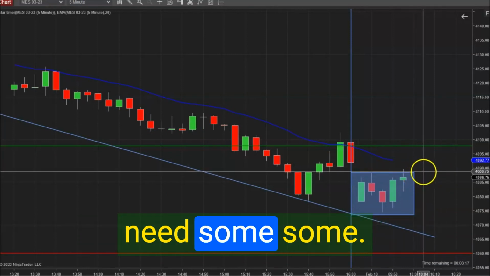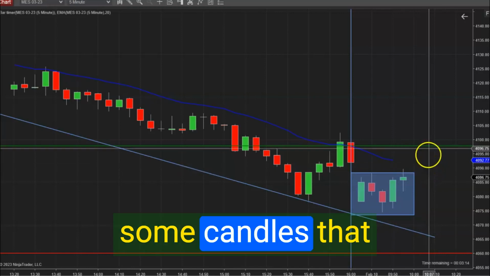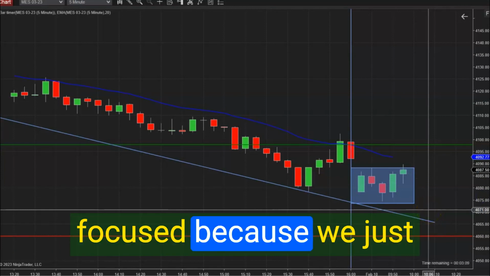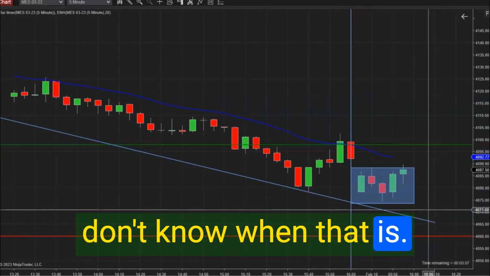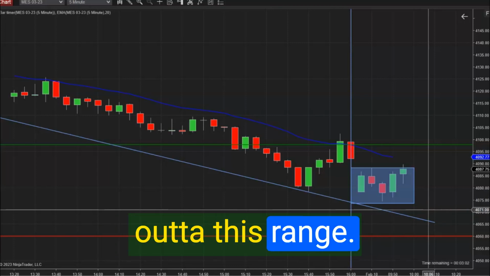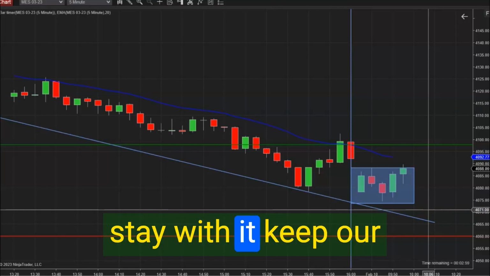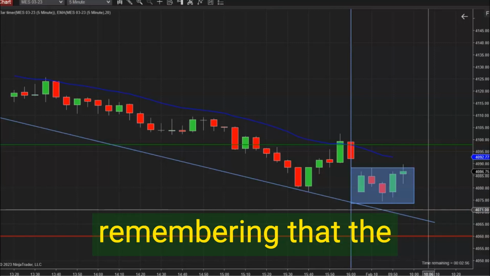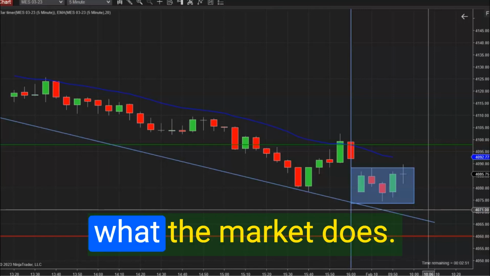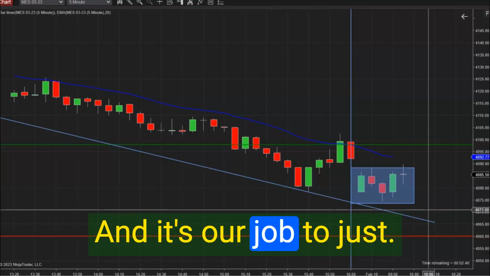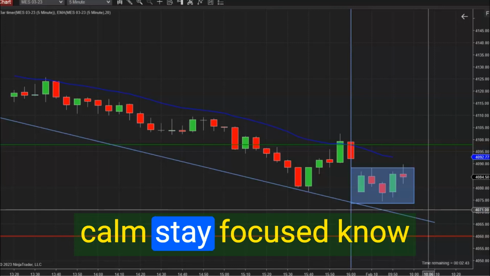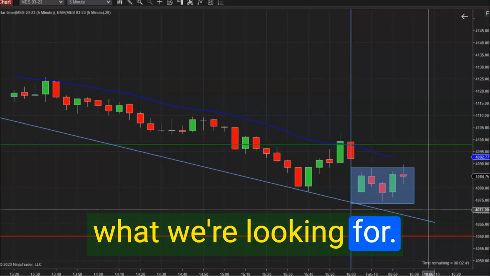So far, we're going to need some candles that are going to break us out of this range. But again, we have to just continue to stay focused because we just don't know when that is. We don't know if we're going to break out of this range. We don't know when we're going to break out of this range. And we just have to stay with it, keep our mindset sharp, and keep remembering that the market is just doing what the market does. And it's our job to just maintain our mindset, stay calm, stay focused, know what we're looking for.